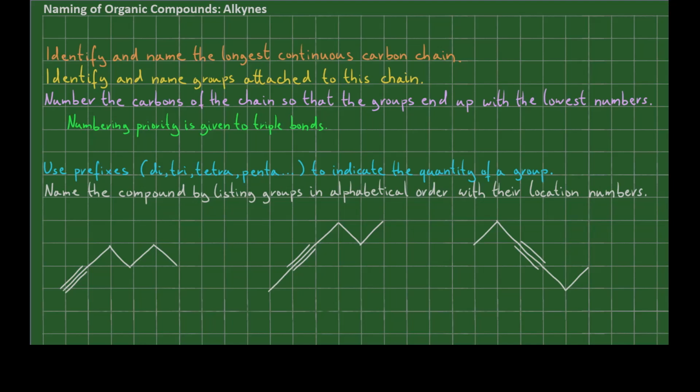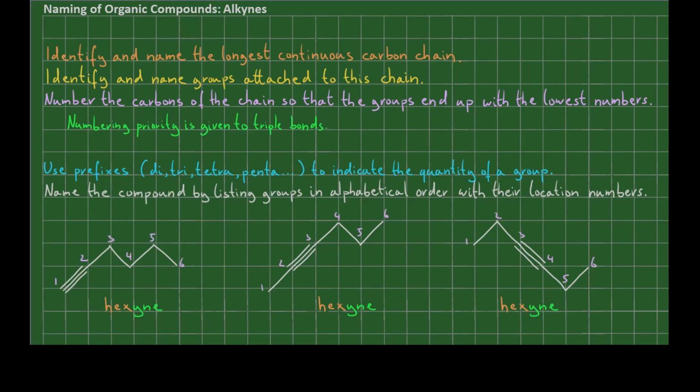In each case, the longest continuous carbon chain that also includes the triple bond has 6 carbons. So all of these are hexynes. The location of the triple bond is different in each case. To indicate the location, I need to number the carbons so that the triple bond ends up with the lowest numbers. Let me quickly do that.